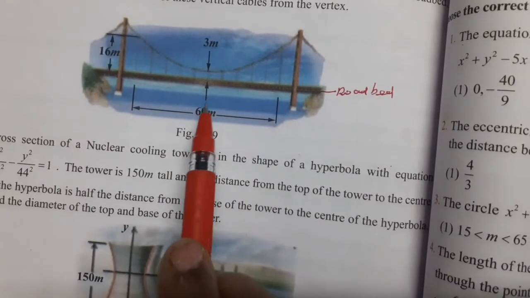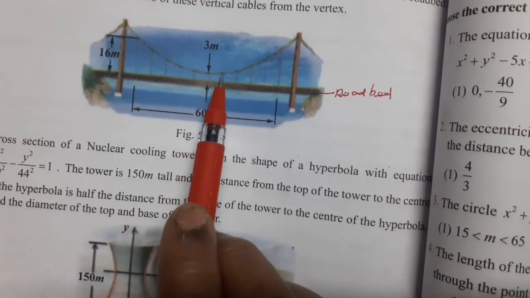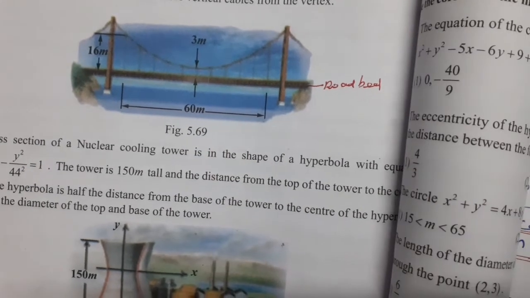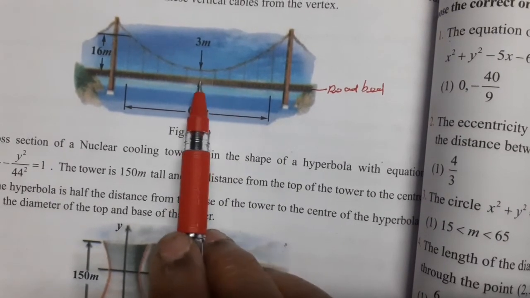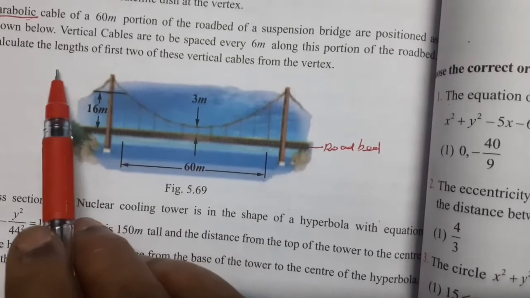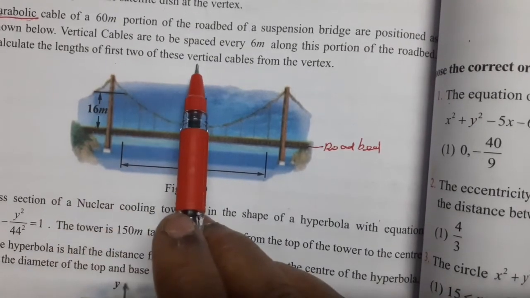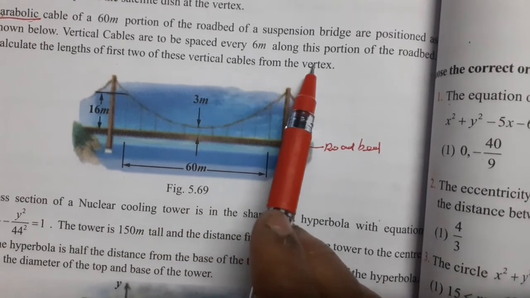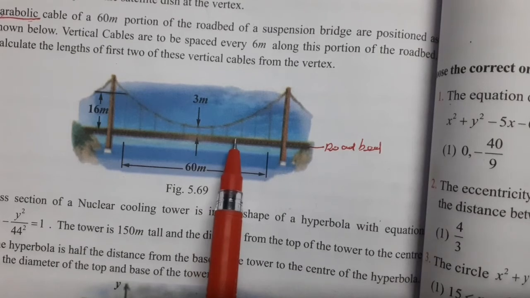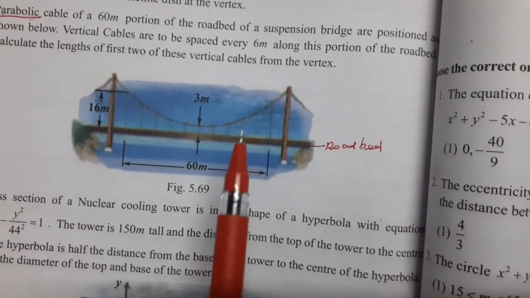See the diagram from the book. From the vertex, the length of the first cable is 3.52. The second cable is 5.08. What is the question asking? Calculate the length of the first two of these vertical cables from the vertex. From the vertex, what is the length? Length is nothing but the height of the first two cables.